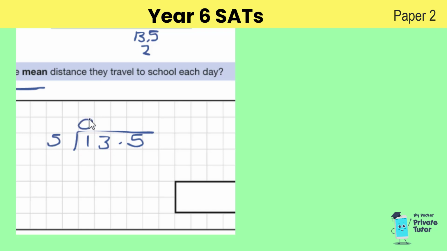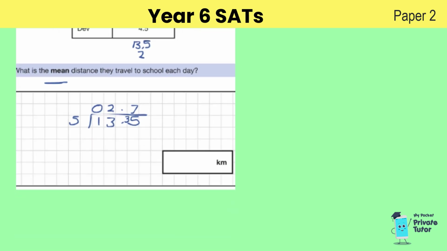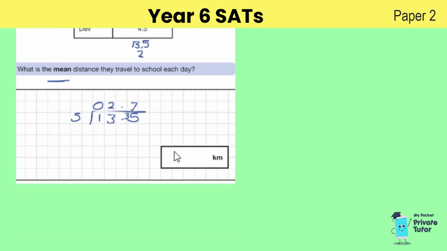5 into 1 does not go. We're doing short division here. 5 into 13 goes twice, decimal point, with a remainder of 3, and 5 into 35 goes 7 times. So our final answer, this answer at the top here, is 2.7.